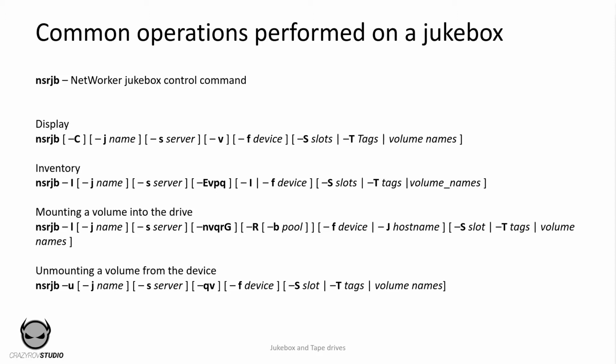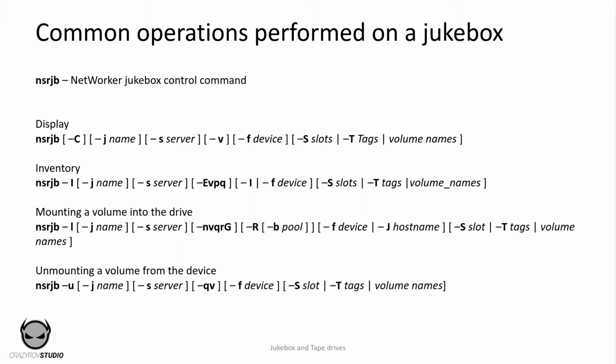The switch -C displays both the current volumes in the jukebox and the device associated with the jukebox. This is the default command option if no switches are provided with the nsrjb command. Running nsrjb without any switch is equivalent to this as well. In case the -J is not used, the command is going to ask you for the name of the target jukebox in case of multiple jukeboxes, and if there is only one jukebox, it is going to run against that particular jukebox.